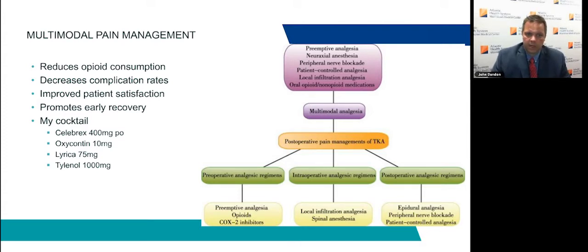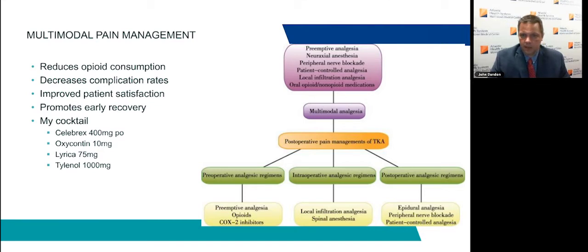So my preoperative mix that I use for total knees is Celebrex 400, OxyContin, Lyrica, and Tylenol. Now, there's some studies recently calling into question Lyrica. Over the past 10 years, all the studies have been positive on it, but some of the new ones coming out over the past year have been a little bit more down on it, and that's something I'm looking at as whether or not I'm going to get rid of. I don't use the Lyrica for my total hips. I only use it for the total knees preoperatively. And the OxyContin I don't use for the total hips either because they don't have much pain. But I do use it for the total knees.